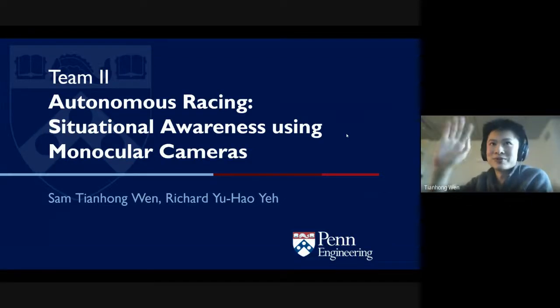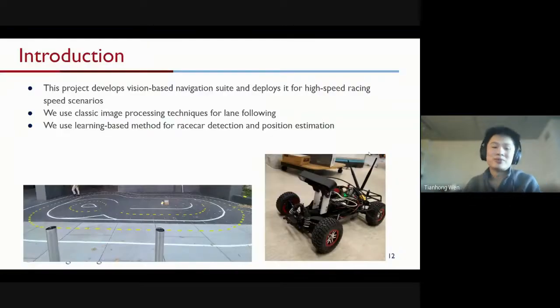Yeah. So hello everyone, and here we are going to present our project that we did this semester about situational awareness using the monocular camera on the race car. So just to give an overview of our project, we developed a vision-based navigation suite and deployed it for a high-speed racing scenario. For the lane following, we use classical image processing techniques, and for the race car detection and position estimation, we used a learning-based method along with pose estimation using the z-axis of the other race car.